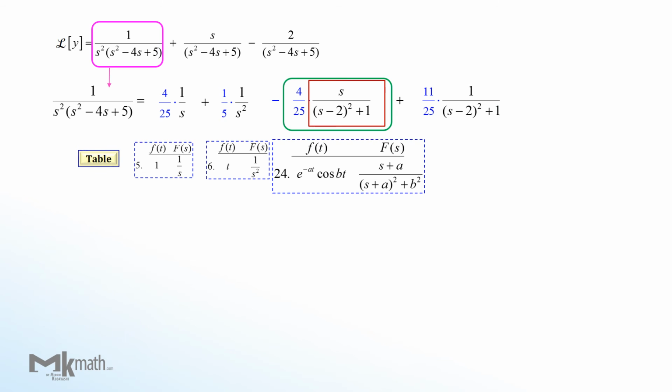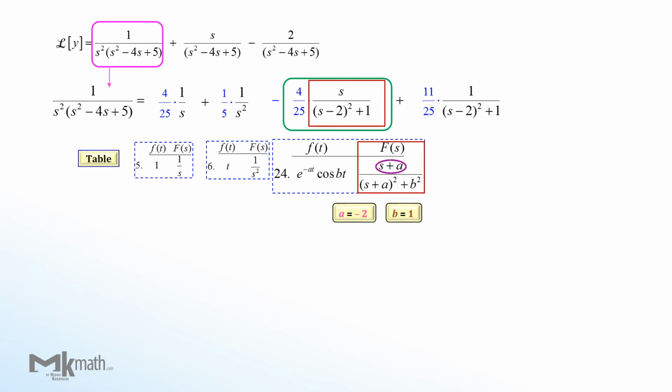The entry number 24 seems to match the third one, however, it is not quite the same yet. Let's manipulate to match them. A in the table matches minus 2 in the question, so a should be negative 2. B squared in the table matches plus 1 in the question, so b should be 1.